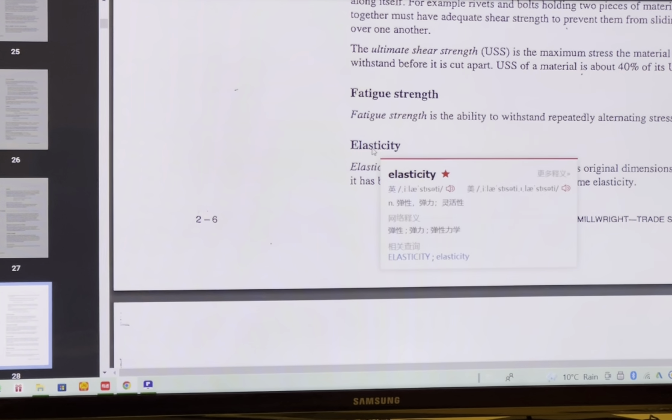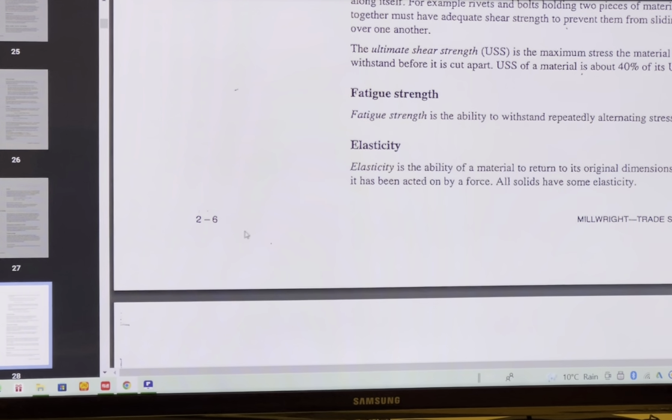Next is fatigue stress. Fatigue stress in industrial engineering is very important because a lot of steel material or cast iron material is subject to it. Fatigue stress is the ability to withstand repeatedly alternating stress.